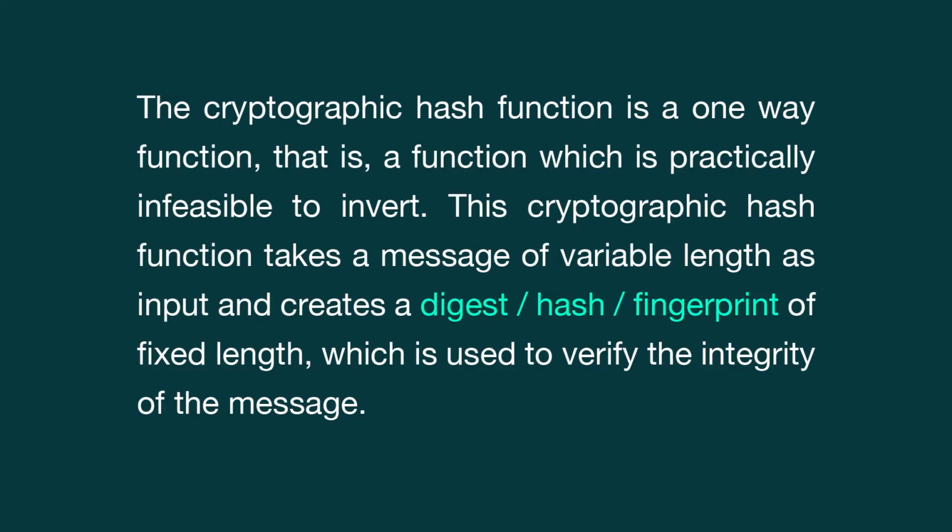The cryptographic hash function is a one-way function, that is, a function which is practically infeasible to invert. This cryptographic hash function takes a message of a variable length as input and creates a digest or hash or fingerprint of fixed length, which is used to verify the integrity of the message. Message digest ensures the integrity of the document.